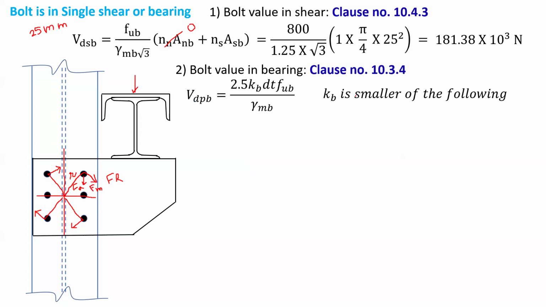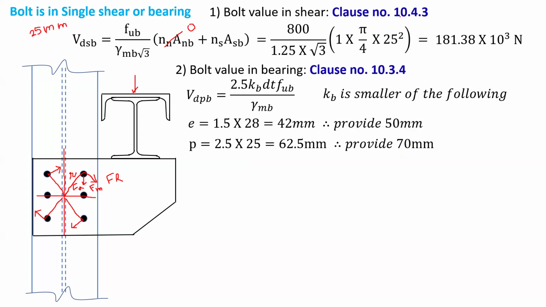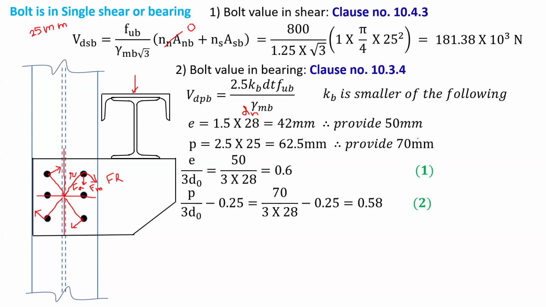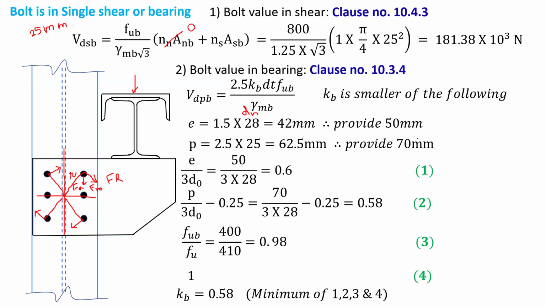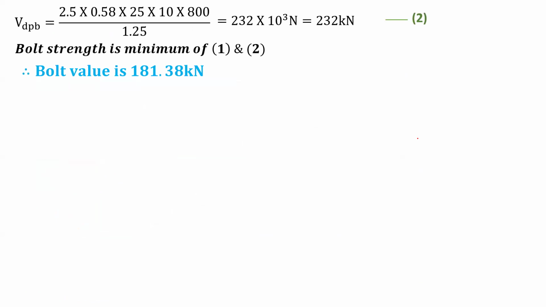Bolt value in bearing, so we have this formula, I will not go in detail. So it comes 1.5 into d_0, we have, and therefore it will be 28. So 42, provide 50, 2.5 into diameter of bolt, so 62.5, 70. And then we will put in the formula, and then minimum will be Kb. So we have 0.58. That will be my value of Kb. And we will put this value of Kb in the equation of Vdpb, and then we will get 232 kilonewton. So minimum of the two will give me bolt value.